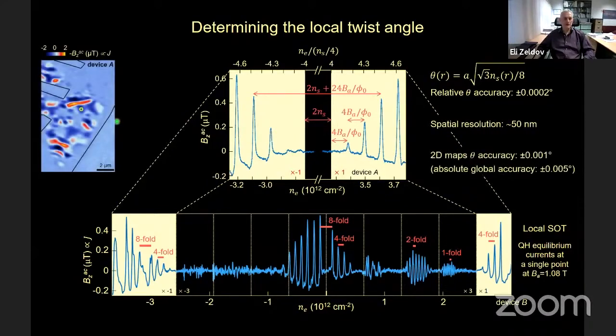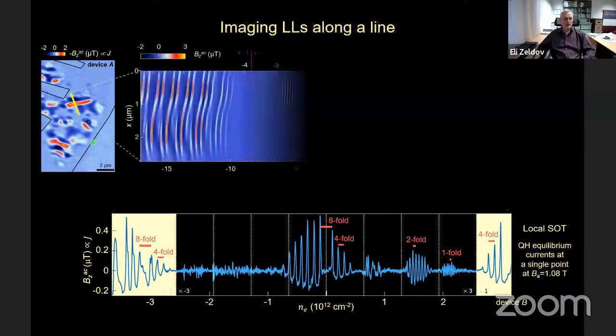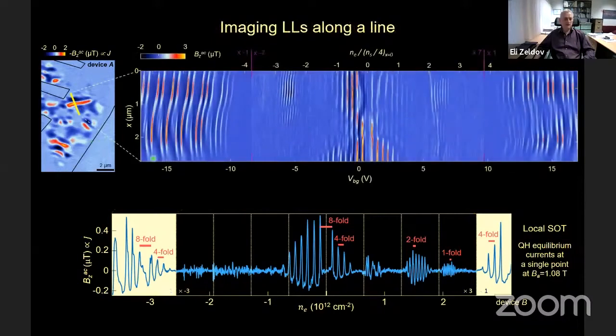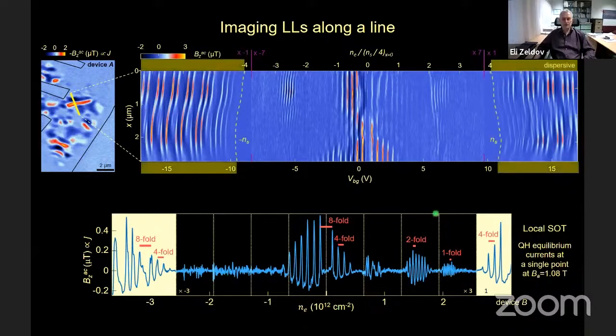So this was data at one point, but we can now take a line scan and repeat this measurement, and this is what we see. This is the position along this line, and this is the backgate. If the sample were perfectly homogeneous, each of these peaks would give us a straight line, but obviously you see that the lines change their character quite a lot as a function of position, over just a few microns. And again, we can repeat this exercise of measuring the distance.